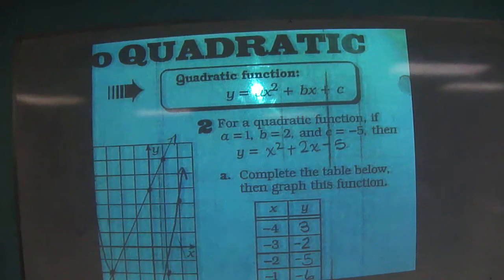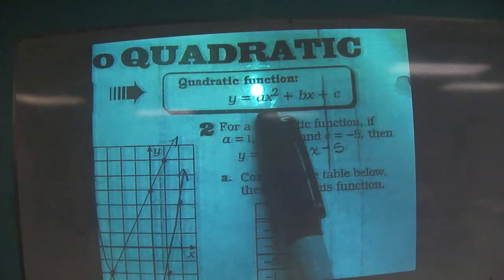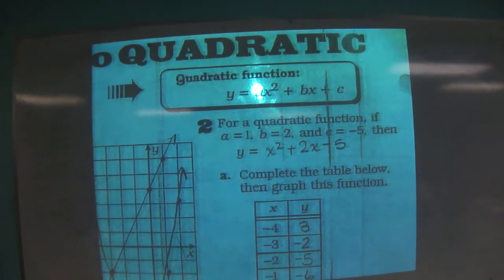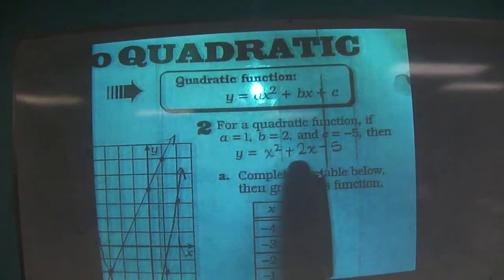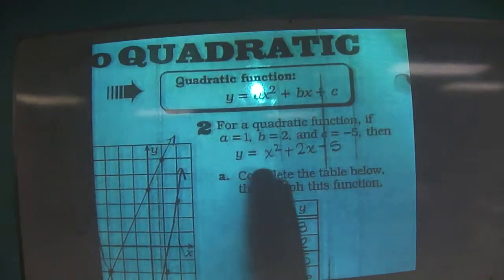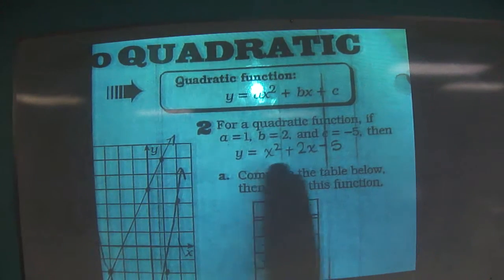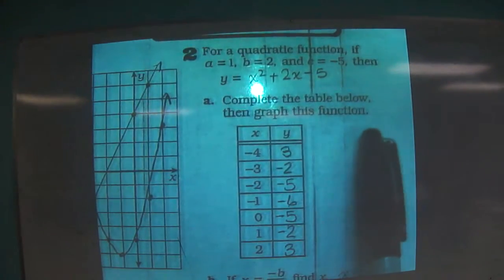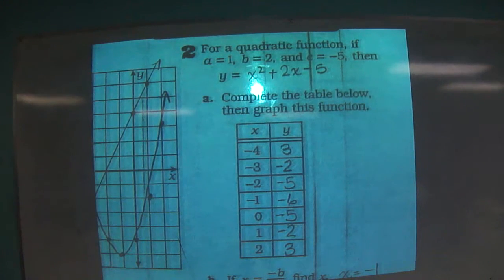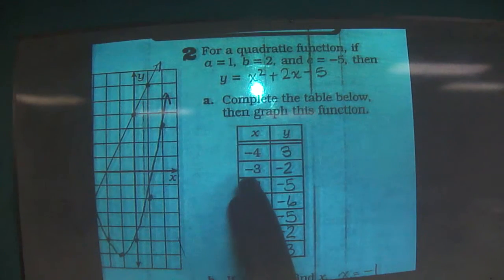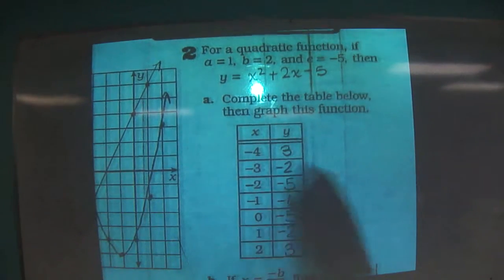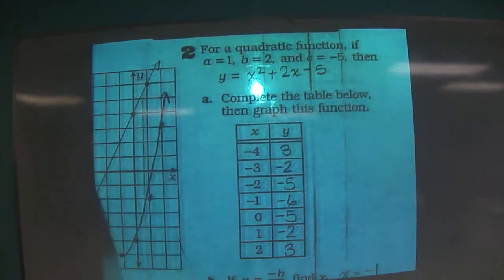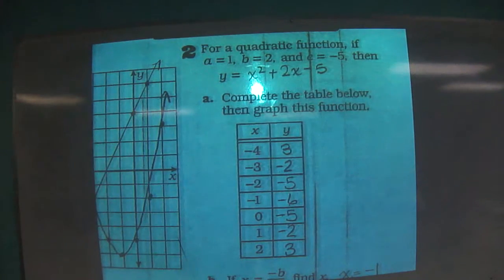All right, so the quadratic function, same thing. y equals ax squared plus bx plus c. Remember we talked about ax squared plus bx plus c being standard form? So we're going to do the same thing. If a is 1, b is 2, and c is negative 5, then y equals x squared, that's 1x squared, plus 2x minus 5. We're going to complete the table below. They give us numbers, and all we did was substitute in those numbers. Negative 4 makes y 3, negative 3 makes y negative 2, and so on. Graph those points, and we have a parabola like that.